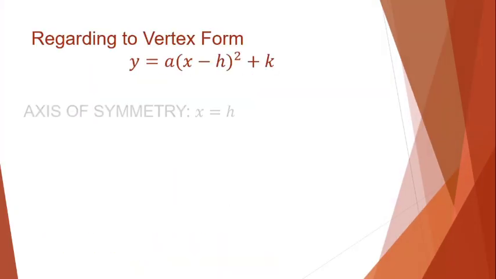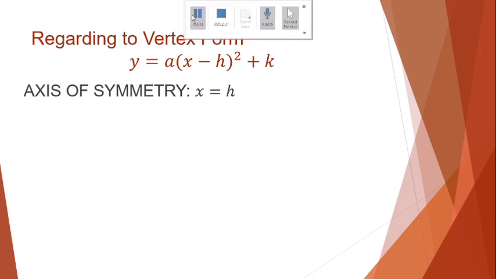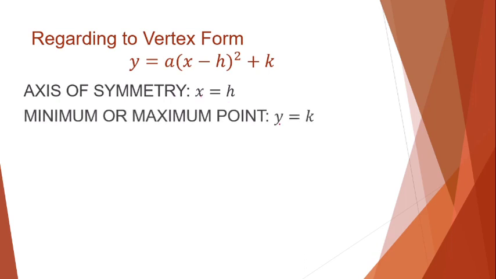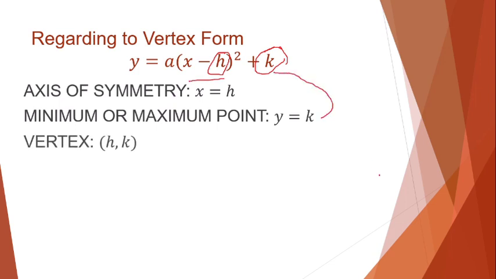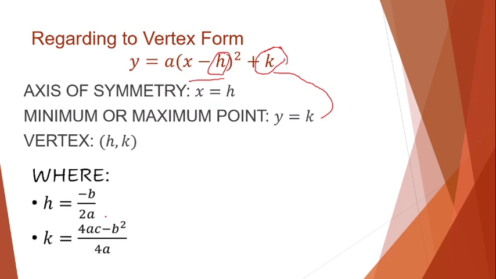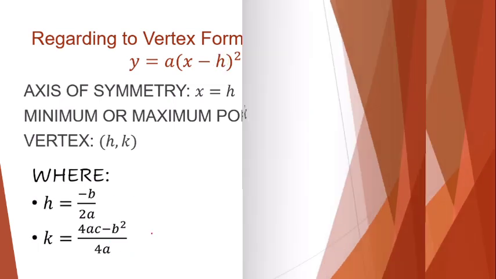Then, regarding the vertex form, the axis of symmetry is x is equal to h. Next one is the minimum and maximum point, the k, where h is equal to the axis of symmetry and k is the minimum or maximum point, the vertex. Ito, pag-examine nyo. So kapag solving, ito yung parang technique mo. Mamaya ma-apply natin itong dalawang ito.